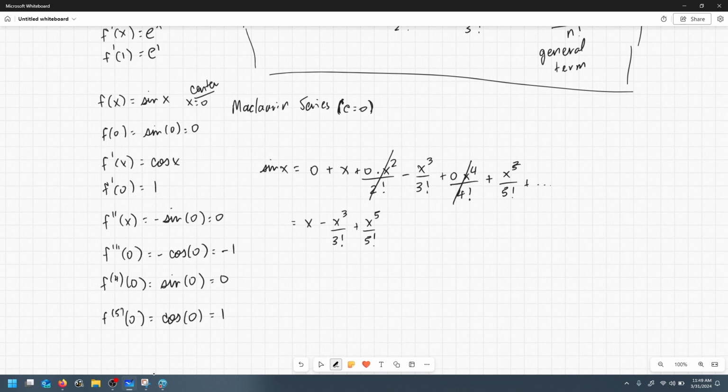Also, notice that all the even terms are gone. Of course, those are 0. You've got the factorials in the bottom that are the same. And notice that your signs are changing. That's what I was getting at, is that you've got positive, negative, positive, negative. So your next term is going to be minus x to the 7th over 7 factorial plus x to the 9th over 9 factorial. And you keep going.